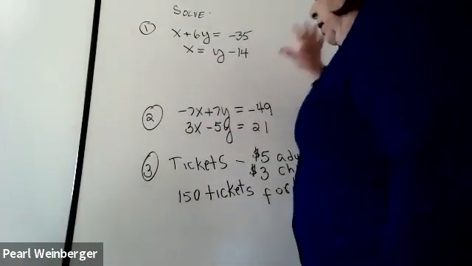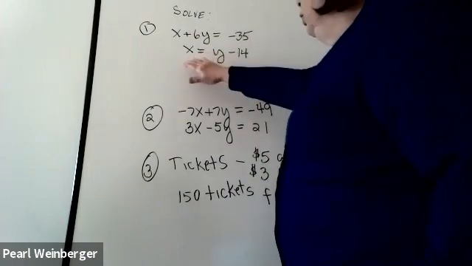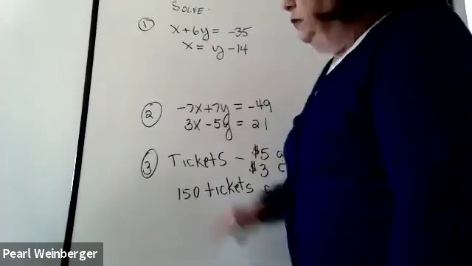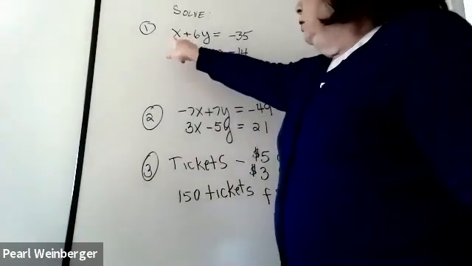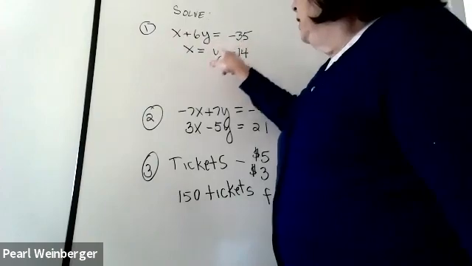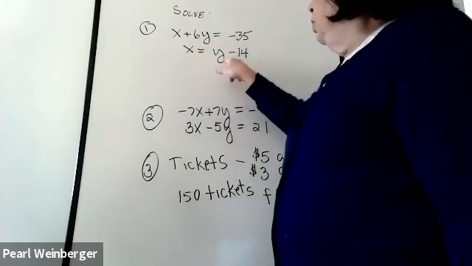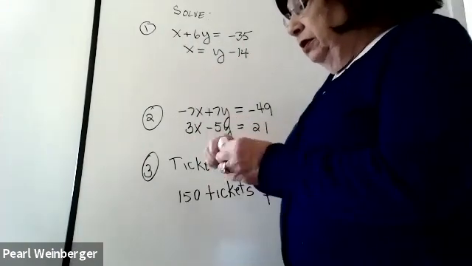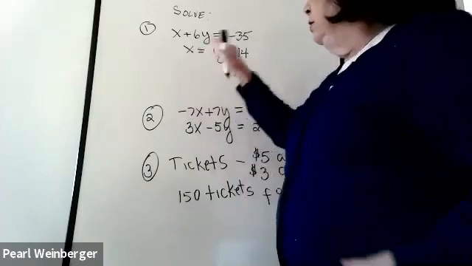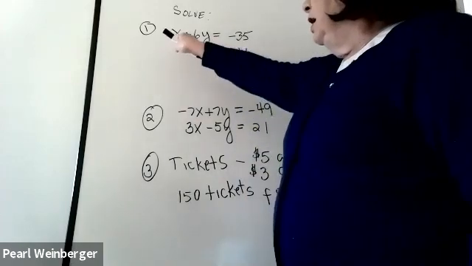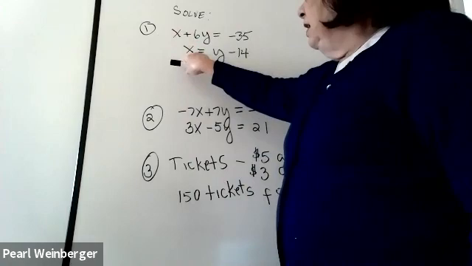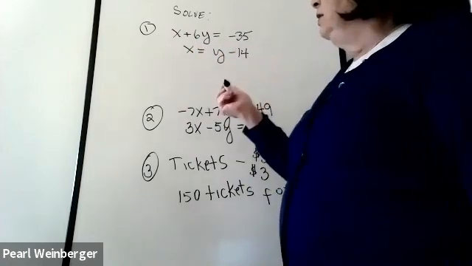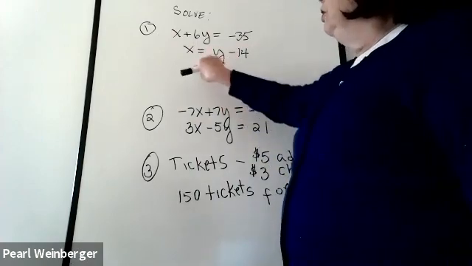Okay, so these are what we call systems of equations, where we have two variables and we want to solve for the value of each variable. And this first equation that says x plus 6y equals negative 35 and x equals y minus 14, to me, you could use the elimination method because you could bring this y to the other side.